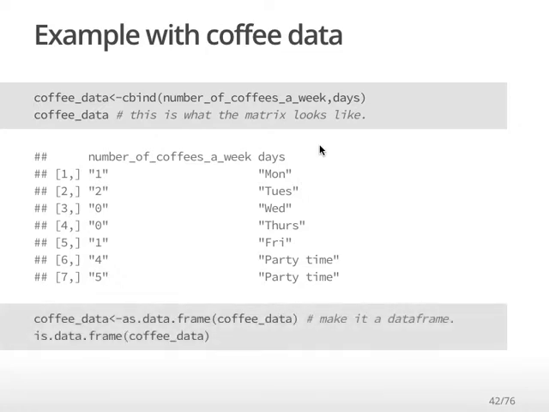And that's not a data frame, it's a matrix. A data frame is slightly different. We can make it into a data frame by taking that coffee data and saying as.data.frame, and then we can ask the computer, is it a data frame? And unsurprisingly, the computer says it is a data frame.